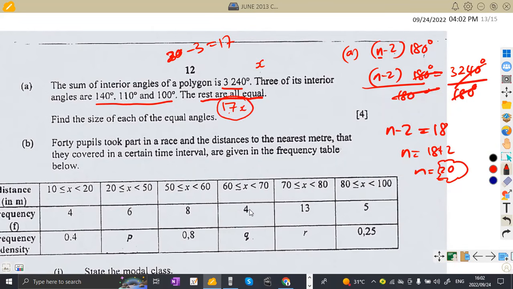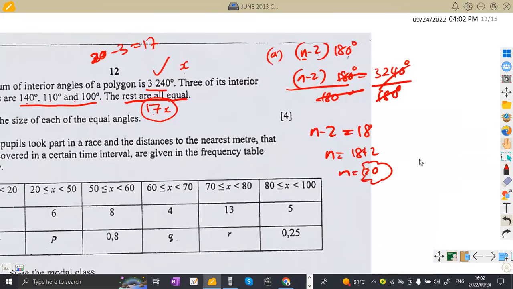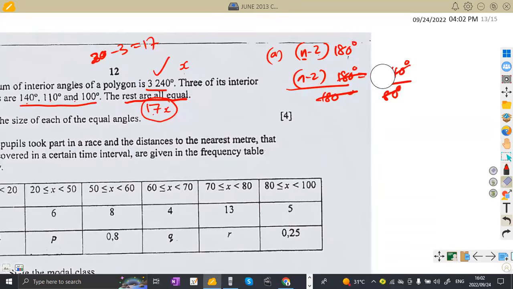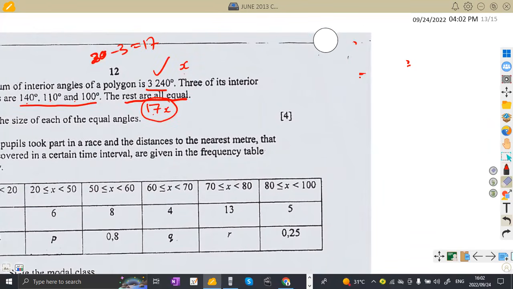Okay, so we can write this in terms of x. If I am to add these interior angles that I'm having, I'm supposed to obtain 3,240. So this is what I'm going to do. I'm going to add the 3 angles that I'm given. We can even add here, guys, because of the space that we are having. Let me just remove this part. So if we add these, they must give us that total of 3,240.